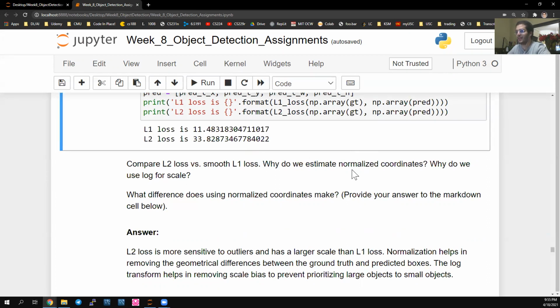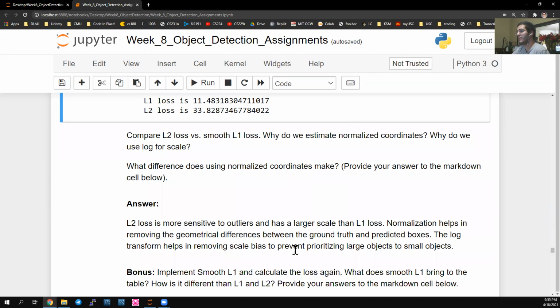So essentially, L2 loss is more sensitive to outliers and has a larger scale than L1 loss. Normalization helps in removing the geometrical differences between the ground truth and predicted boxes. The log transform helps in removing scale bias to prevent prioritizing large objects over small objects. Essentially, those were my findings from comparing them.